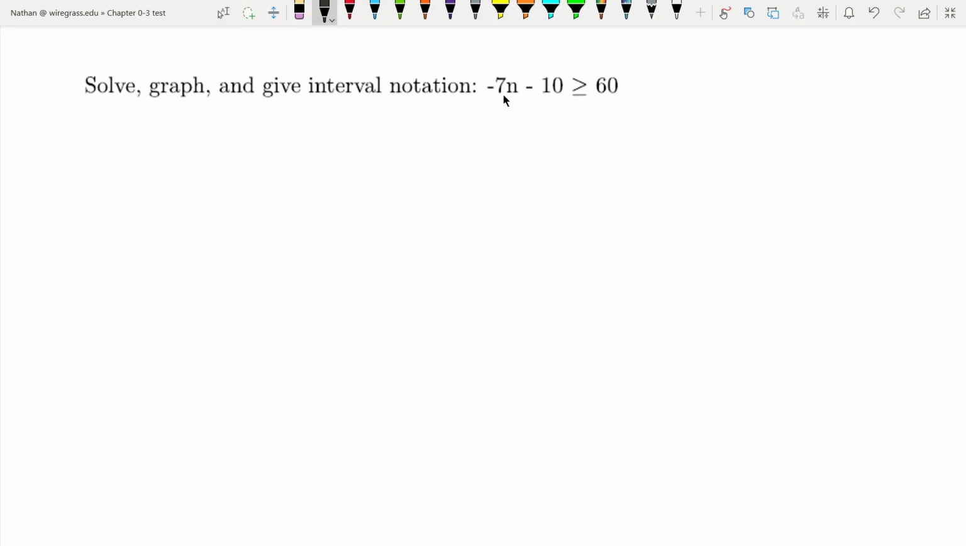Okay, to solve this equation, think of it just like a regular linear equation. We need to get n by itself, and then we can go from there. So first off, I need to add 10, which gives me negative 7n is greater than or equal to 70. And now I need to divide by negative 7 to get n by itself.